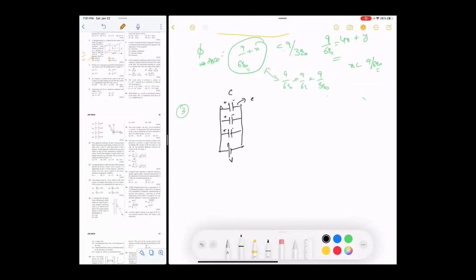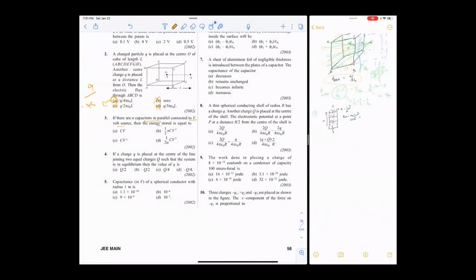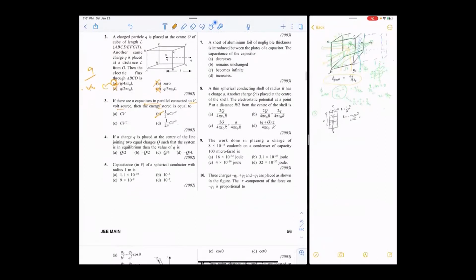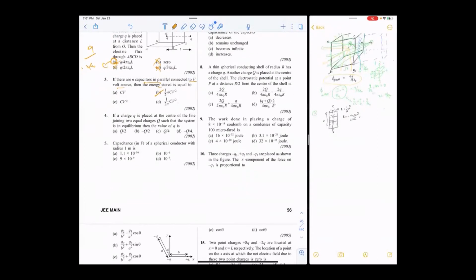What is the energy of one capacitor? Half CV square. How many do we have? A total of N capacitors are here. So the total energy is equal to N times half CV square. This is the energy stored in the complete set of capacitors. Is it clear? Hope you understood.